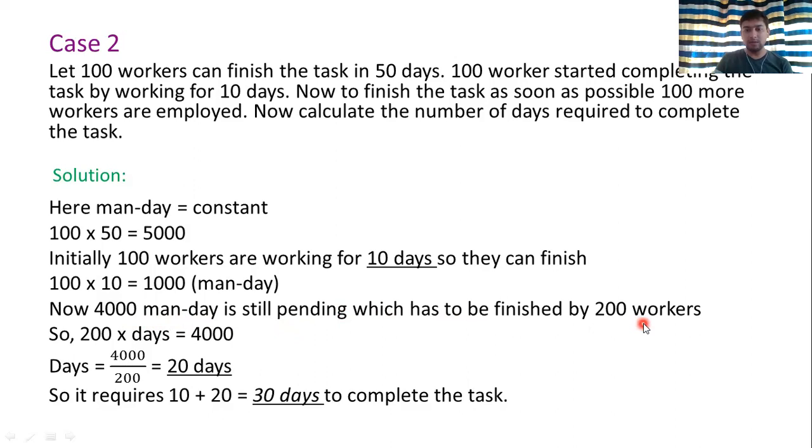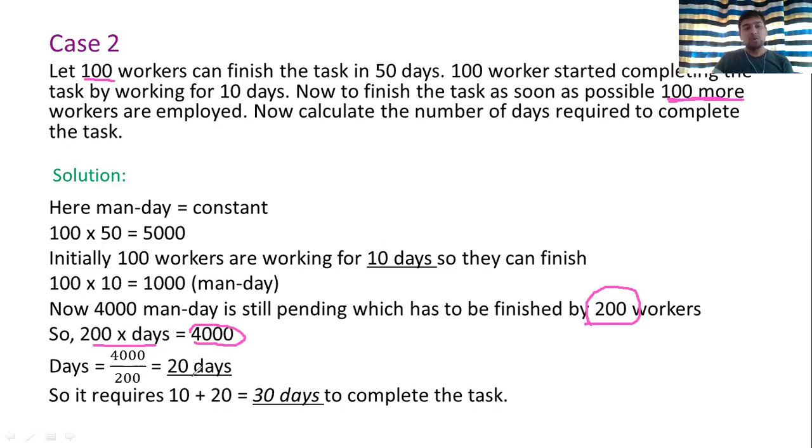So 4000 man-days are still pending, which have to be finished by 200 workers. Now why 200 workers? What is given in the problem is that initially there were only 100 workers. To finish the work in less time, 100 more workers were added. So the total number of workers is 200. So 200 into days is equal to 4000, the remaining work. You can calculate the days: 4000 divided by 200 is equal to 20 days.